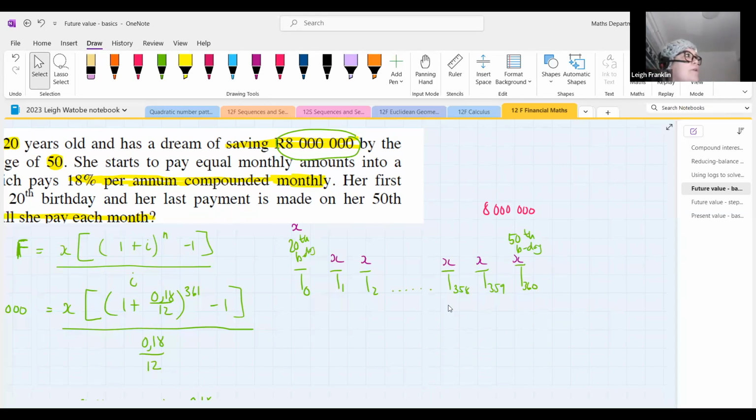Essentially, you can either look at it as though it happens in the first year or as though it happens in the last year. It's actually probably better to look at it that it happens in the last year. In the last year, there would be 13 payments because the last payment takes place on the anniversary of her birthday. So N is definitely 361 in this case. I hope that makes sense to you.